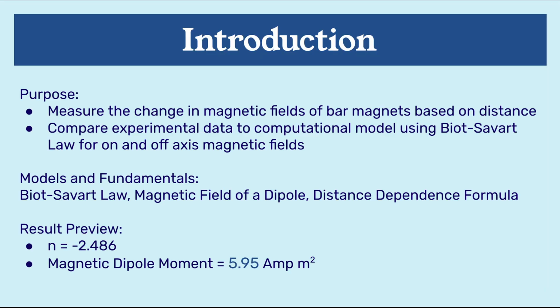The purpose of this lab was to use a phone magnetometer to measure the magnetic field of a bar magnet, calculate its magnetic dipole moment, and see how the field changes with distance. We looked at both on-axis and off-axis measurements and compared our experimental results to a theoretical model. From our data, we found that the magnetic field followed a power law with an exponent of about negative 2.486, and we calculated a dipole moment of about 5.95 amp meters squared.